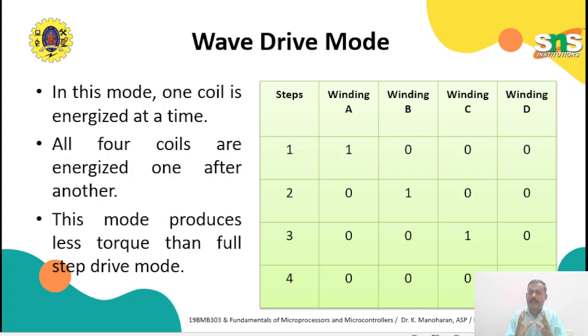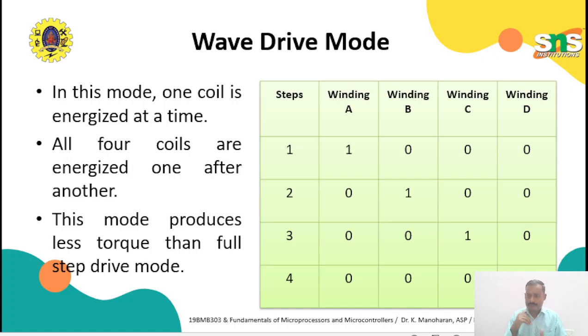In some cases I require reverse direction movement. There I need to energize first with the fourth step, winding D. After that third step, after that second step, after that first step. It gives the same step angle movement in the anti-clockwise direction. So whether you want clockwise or anti-clockwise direction, that sequence has to be energized.